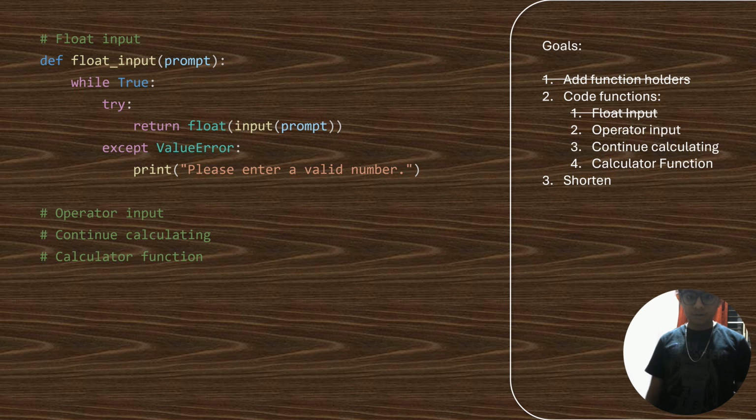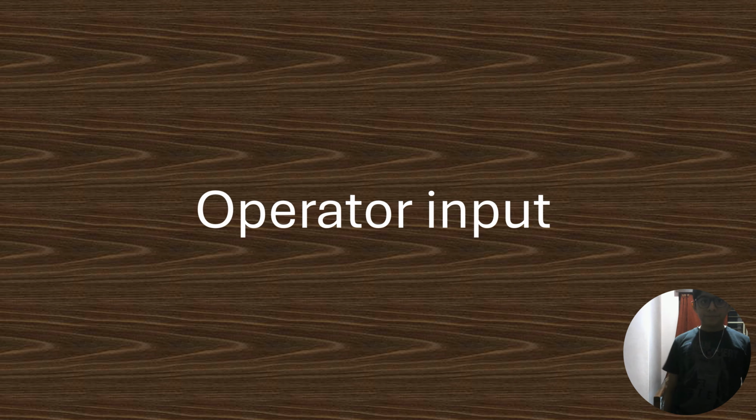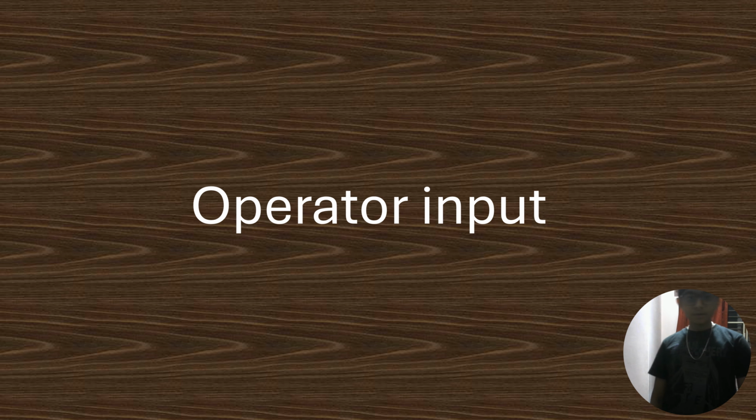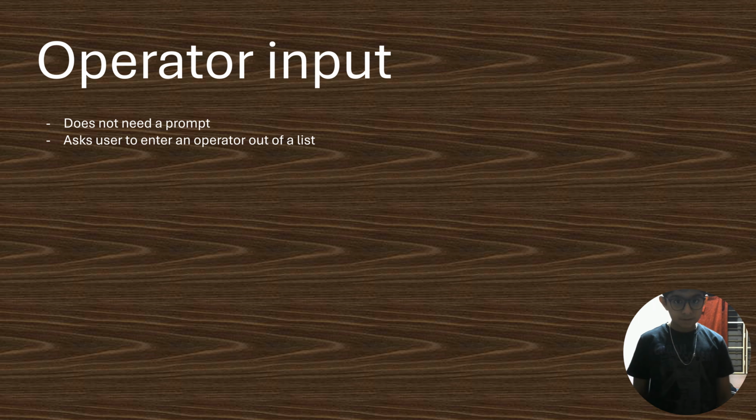Operator input. Okay. So operator input. It doesn't need any sort of prompt. It asks the user to enter an operator that's there in a list. If it is, return that, or the cycle repeats again. Let's write the goals and implement it in the next slide. But before that, you can read the slightly more detailed explanation I'm putting on the screen.